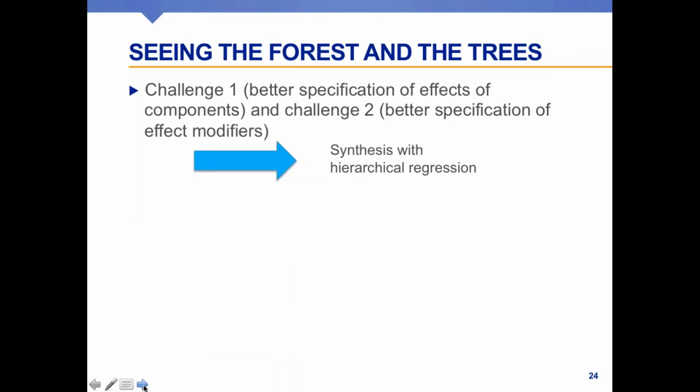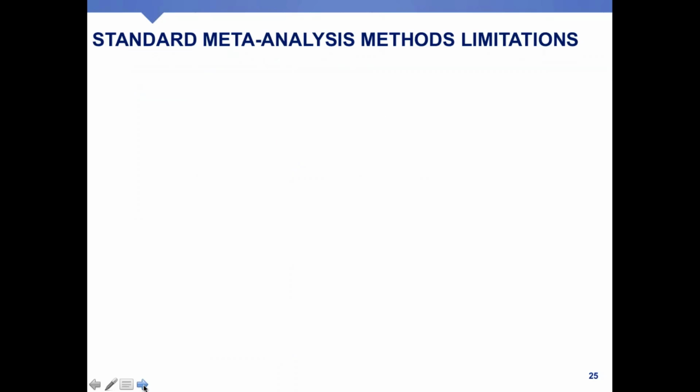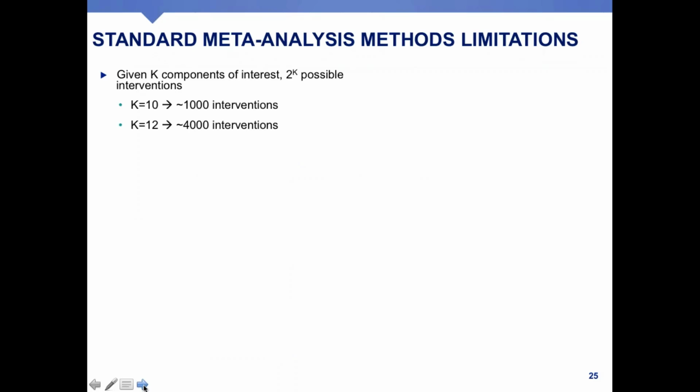But what I'm going to focus on right now is the synthesis with the hierarchical meta-regression. In a standard meta-analysis, when we're looking at multiple components that can be combined in different ways, the number of combinations that an intervention can take on starts to grow quite rapidly. If we have K components of interest, and in our case we have 12 quality improvement strategies, that could work up to approximately 4,000 different combinations.